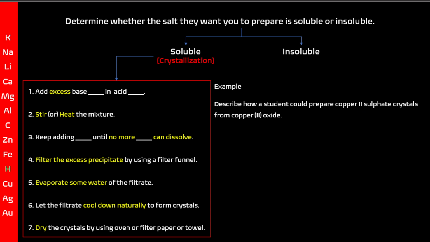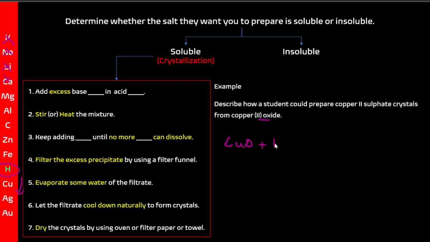And this is a similar example. Describe how a student could prepare copper(II) sulfate crystals from copper(II) oxide. So this is a metal below hydrogen. This is not potassium, sodium, lithium, or calcium, and it is below hydrogen. So we're going to need to use an oxide, so copper(II) oxide.